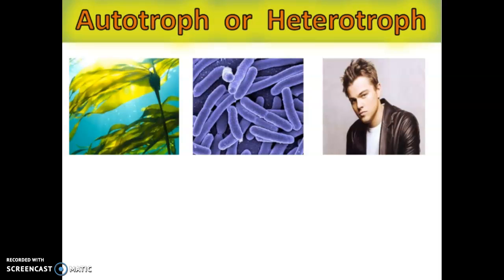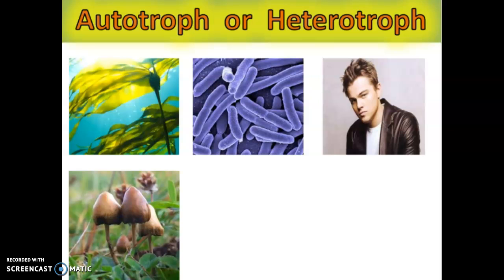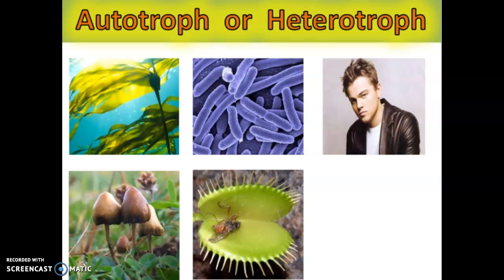Leonardo DiCaprio, just like us, is obviously a heterotroph, cannot photosynthesize or make its own food. Here we have a mushroom, which is a fungus. Mushrooms cannot photosynthesize, they're not green, and therefore it is a heterotroph. Here we have a Venus flytrap that's eating a fly, but it's green, it's photosynthetic, it gets all the energy it needs from sunlight, and therefore it's an autotroph. It just eats the flies because it doesn't get a lot of fertilizer from the soil.